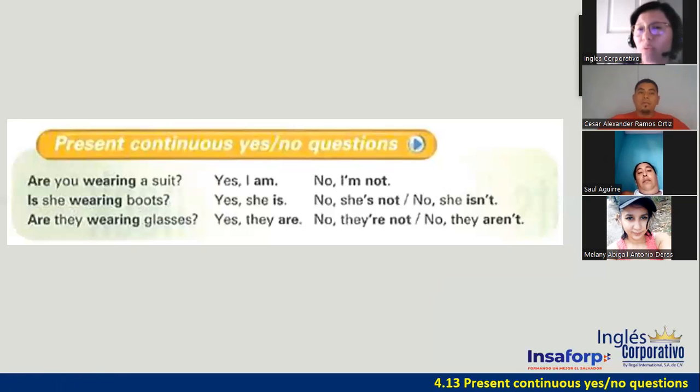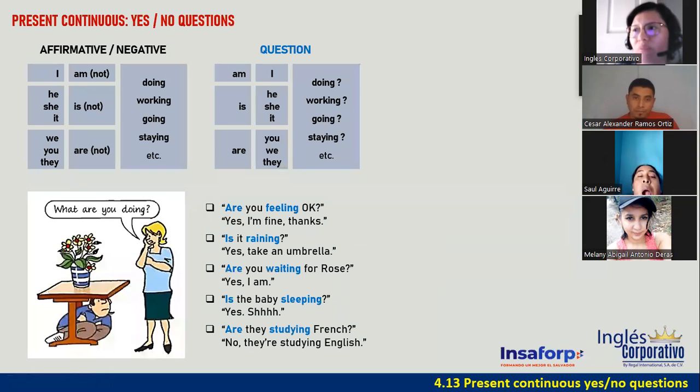Por ejemplo, ahorita me preguntarían, teacher, are you, ¿verdad? Are you explaining present continuous? Y yo le respondería, yes, I am. Yes, I am. O completo. Yes, I'm explaining the present continuous tense right now. Entonces, para entender esto mejor, vamos a dividirlo por secciones, okay? So here we have the different sections that we're going to find in the questions, okay? So this is very similar to the affirmative way.